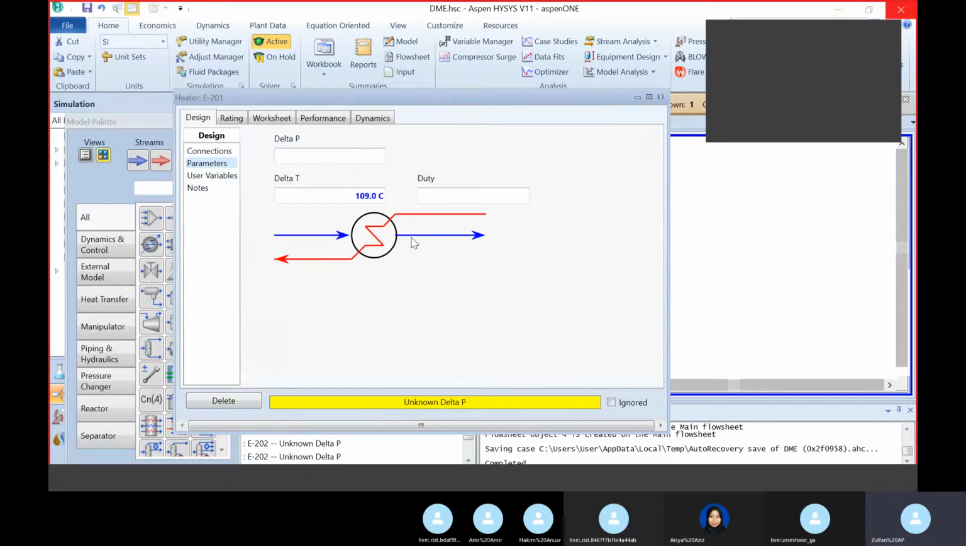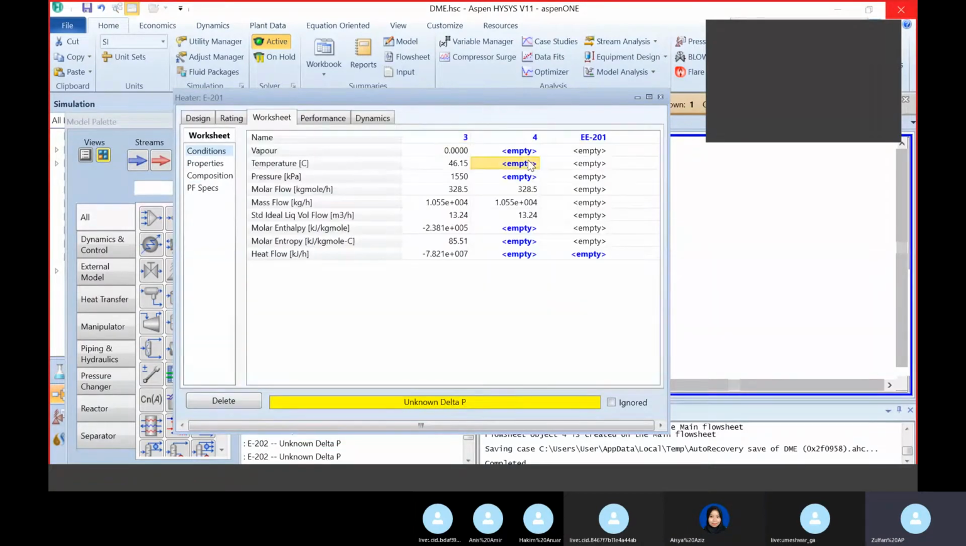So 209 is your temperature outlet. 109. The temperature outlet specified here is 154. Okay. Do we fill it up here or in the worksheet? What I would normally do, I don't specify delta T. I just specify temperature outlet because that's what I would like to have. If you specify 154, just use 154.